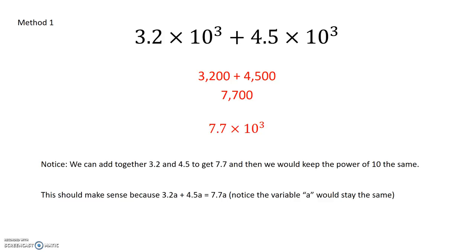You're allowed to do this because you're basically combining like terms. Like if you were to have 3.2a plus 4.5a, then you would just combine them to get 7.7a. And notice if you were to combine like terms, you would not change the a, it would just stay the same. So the 10 to the third just stays the same.